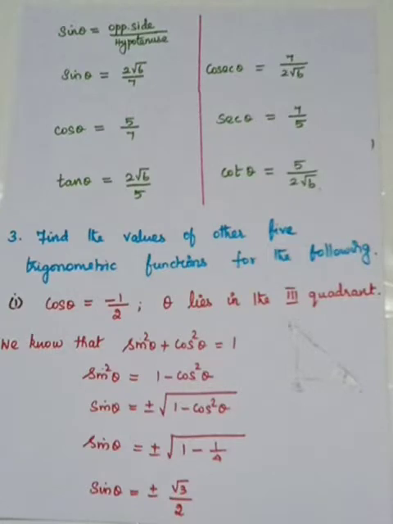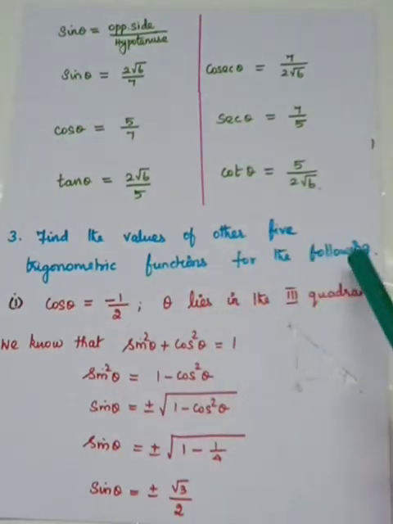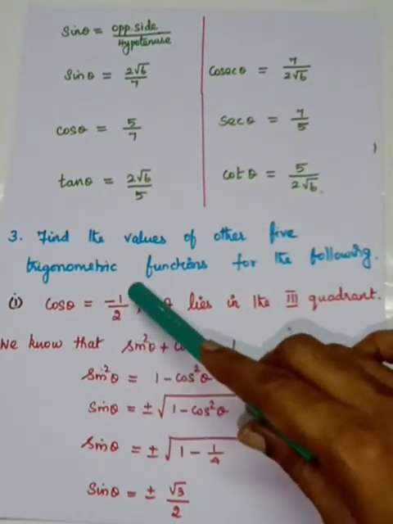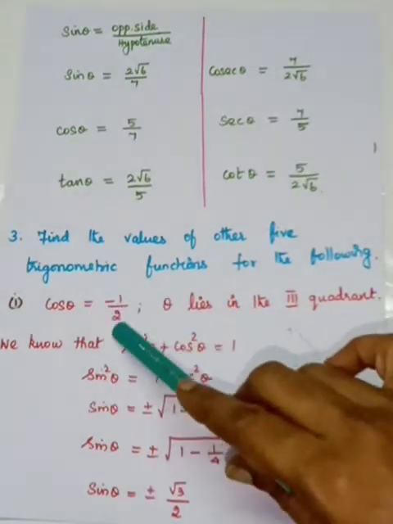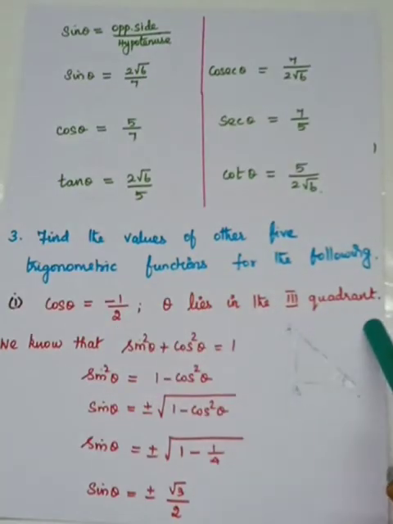Find the values of the other 5 trigonometric functions for the following. See the first subdivision. Cos theta is equal to minus 1 by 2. So, cos theta is negative and it is given that theta lies in the third quadrant. In the third quadrant, you see the rule ASTC. T means the third quadrant, tan theta and cot theta are positive. The remaining trigonometric functions are negative.